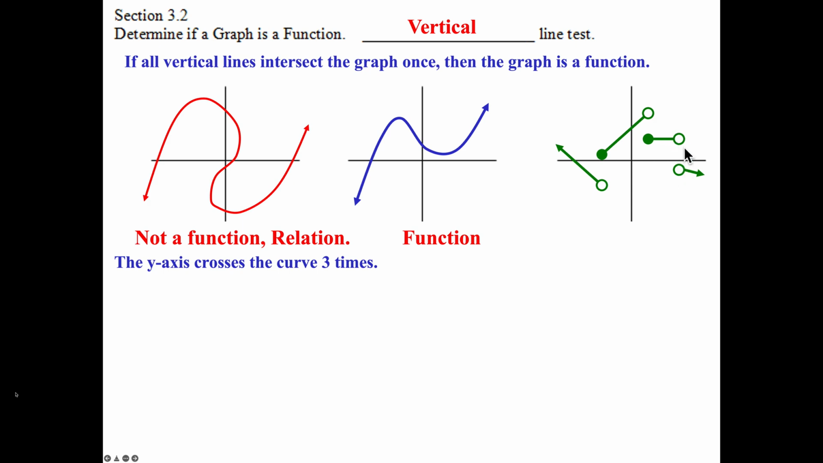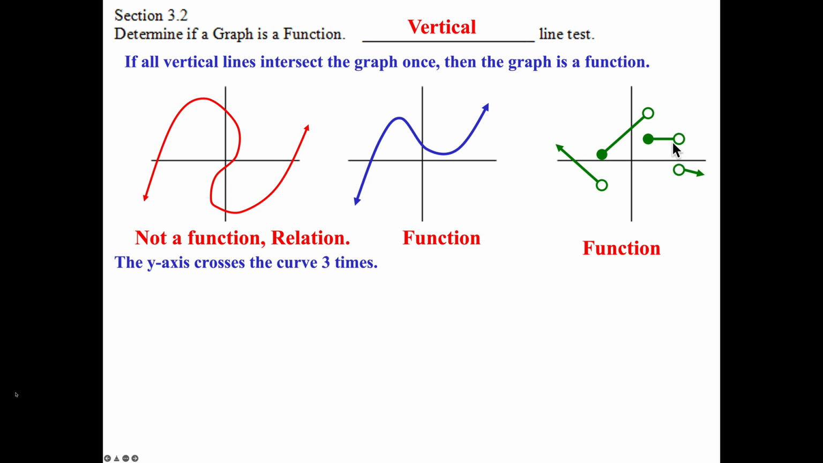And now I get to two open circles. I'm not touching at all. That's okay. This is a function because everywhere I put my vertical line, I touch the graph once. If I don't touch at all, that's fine. That's just a break in the graph.